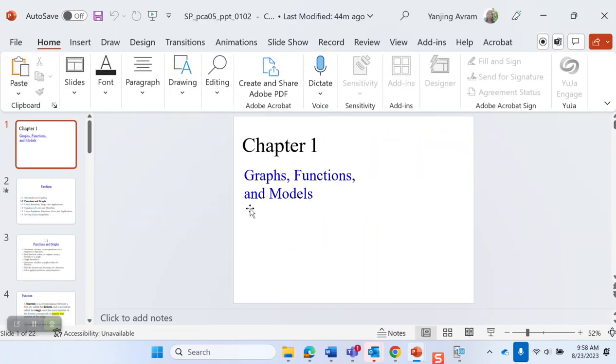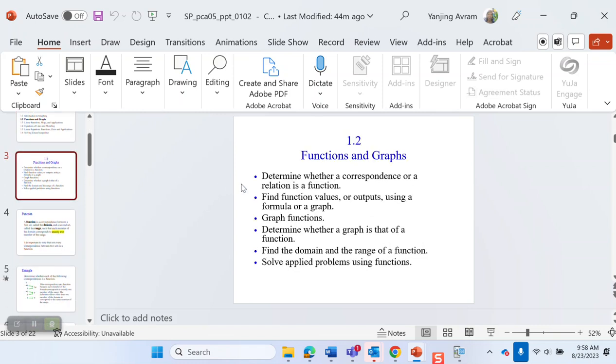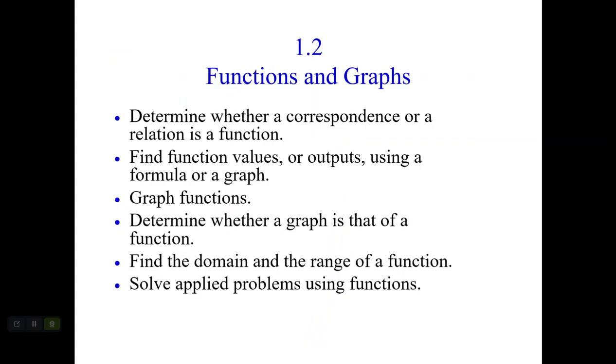If not, we're going to look at the second section of the chapter, which is a little bit more about graphs and functions. This fourth chapter is pretty much talking about functions and graphs. We want to know whether a graph is a function or not, and then we also introduce a very important concept called domain and range.